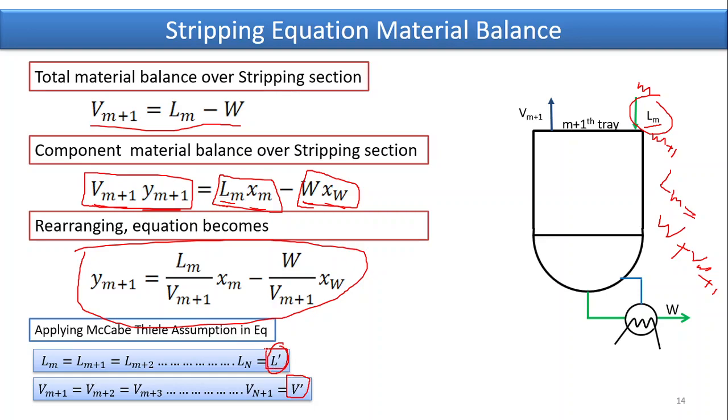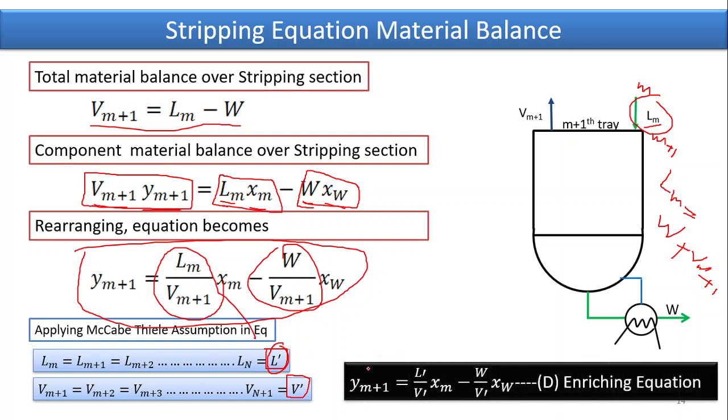You have to apply these two values in this equation, meaning you have to change Vm plus 1 and Lm plus 1. This is the final equation: Ym plus 1 is equal to L dash upon V dash Xm minus W upon V dash Xw. This is the final stripping equation, and we have to work on this one. But we cannot draw this line because L dash and V dash are unknown to us, and there is no reflux concept. Although there is a reboiler concept, we are not going to use it here. Simply L dash and V dash are there.